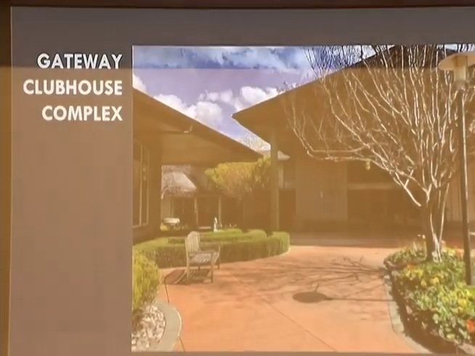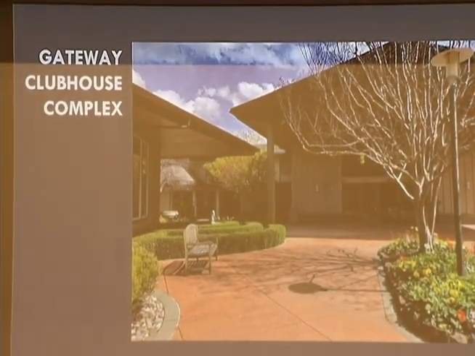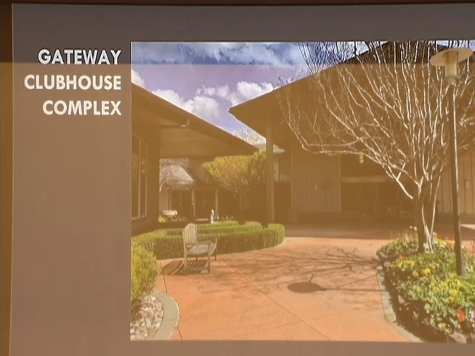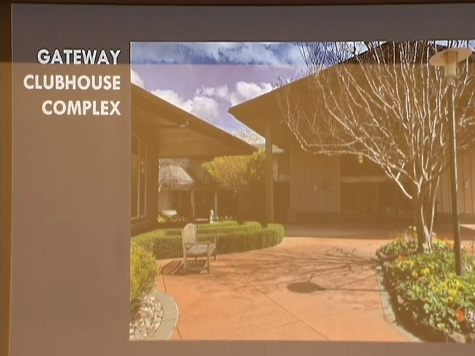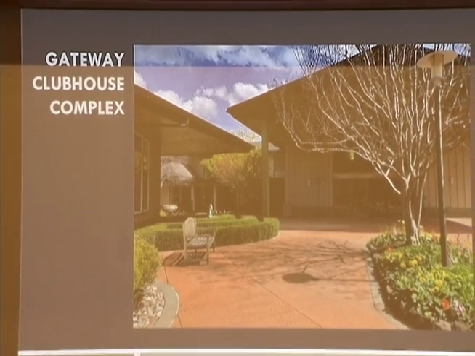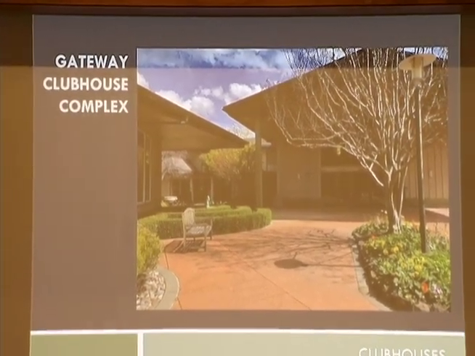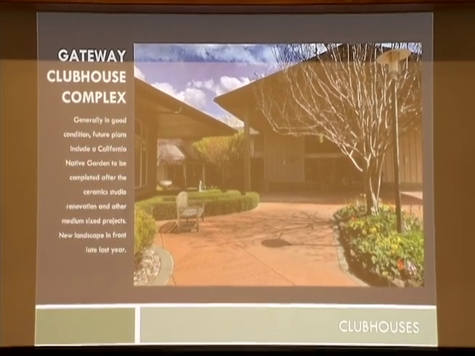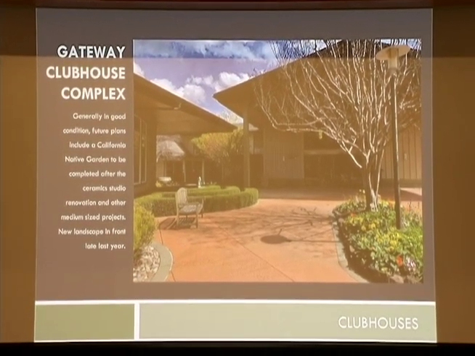So we'll do the clubhouses first. Obviously, Gateway Clubhouse Complex is where we are now. I consider this to be sort of the hub of Rossmore, or at least one of 2 hubs of Rossmore. And in general, it's in pretty good shape. This clubhouse to me seems to be pretty young. I don't know how old it is exactly. But nothing dire here, but there are some things that we need to keep in mind for the future.